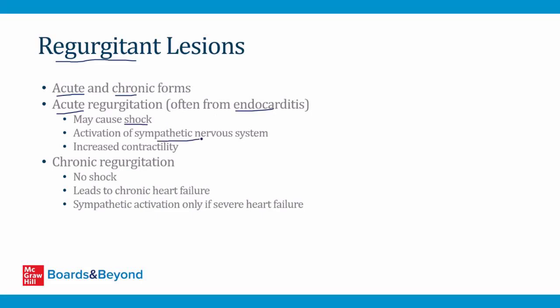The sympathetic nervous system can get activated, and there can be increased contractility as the heart tries to work in overdrive to maintain the cardiac output. This is the less common form of regurgitant valve disease. More commonly, what we see is the chronic form. So these patients slowly develop more and more leakage of their valves over time. They won't present in shock. They can develop chronic heart failure if the valve disease isn't diagnosed and treated. And you only see sympathetic activation and tachycardia and all those kind of things if severe heart failure has occurred. Otherwise, these patients can present relatively in a stable state without symptoms of severe heart failure.